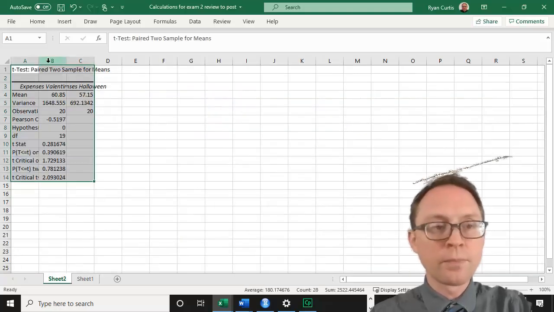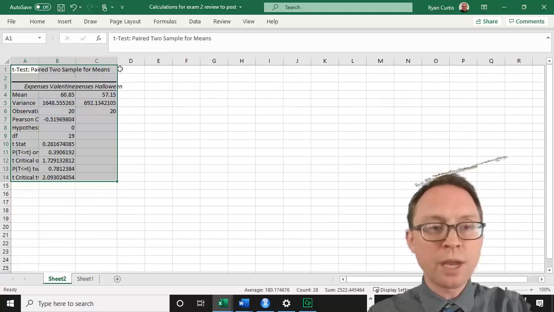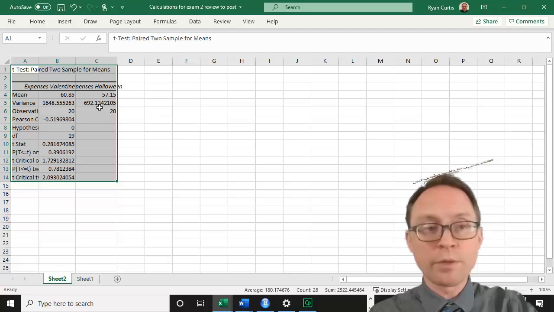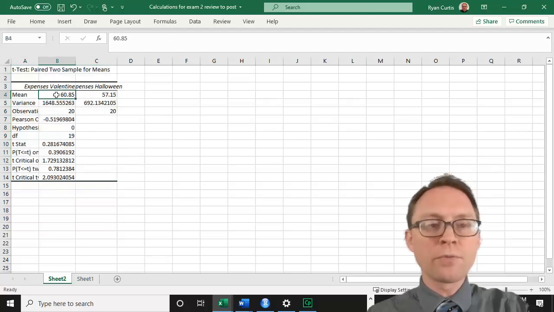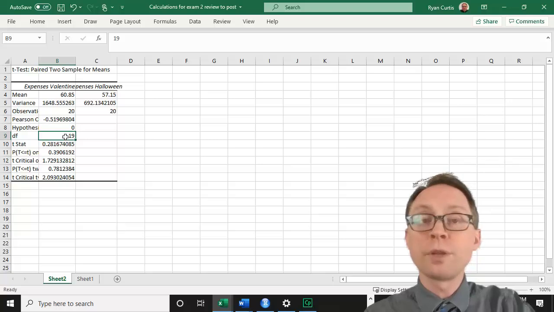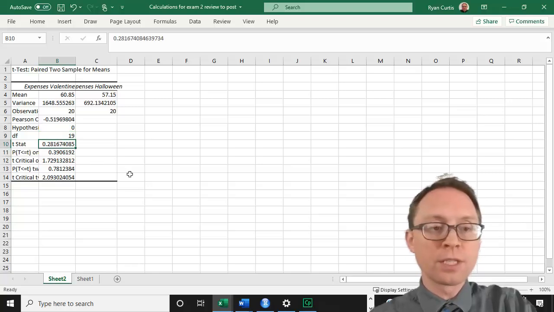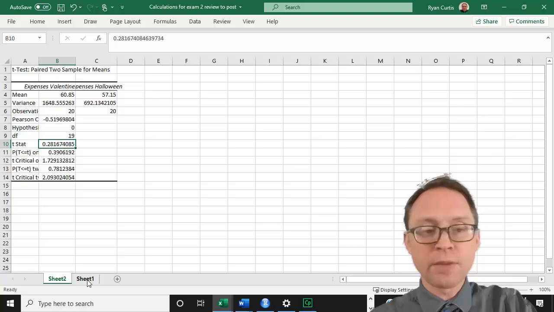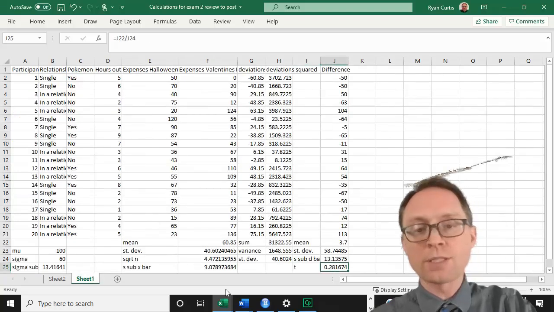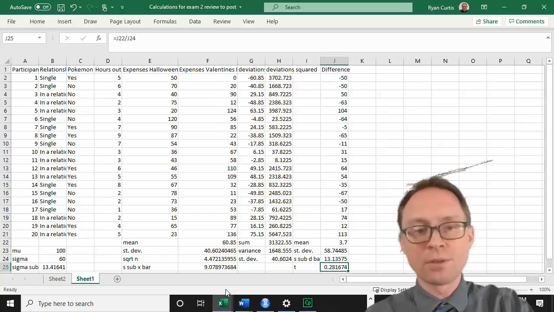this is what I get. And you'll see that this is the same information that we just calculated before, except I didn't have to go through all the other math. The mean money for Valentine's Day was $60.85. For Halloween, it was $57.15. These are the variances for each. This is the Pearson's correlation; you don't need that. Here's the degrees of freedom, because degrees of freedom for a paired samples t-test is n minus 1. And here is the t-statistic, 0.28167. Now let's see if that's similar to what we calculated. Oh look, it's the same, 0.28167. Isn't that great?